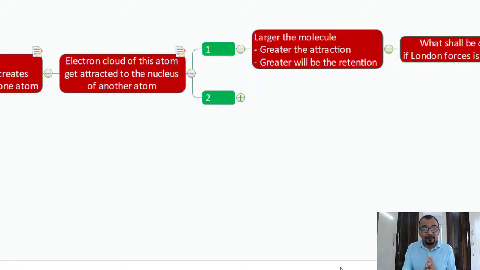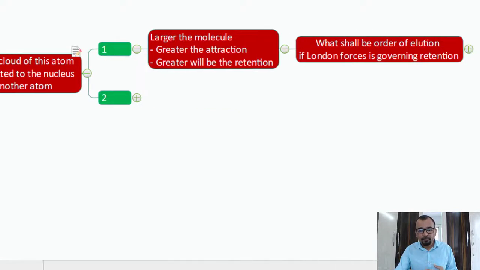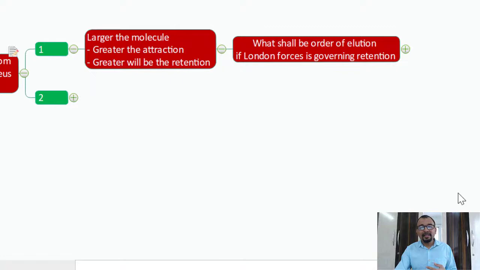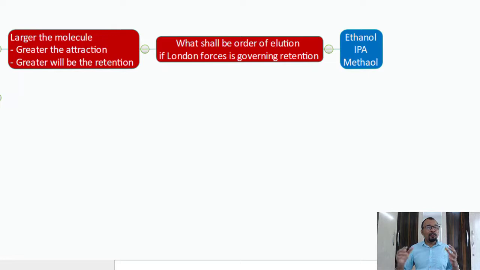If the London dispersion forces are the predominant factor which affects their retention, what should be the order of elution? This is just a small example to understand the order of elution, in case you have ethanol, isopropyl alcohol and methanol as your analytes.